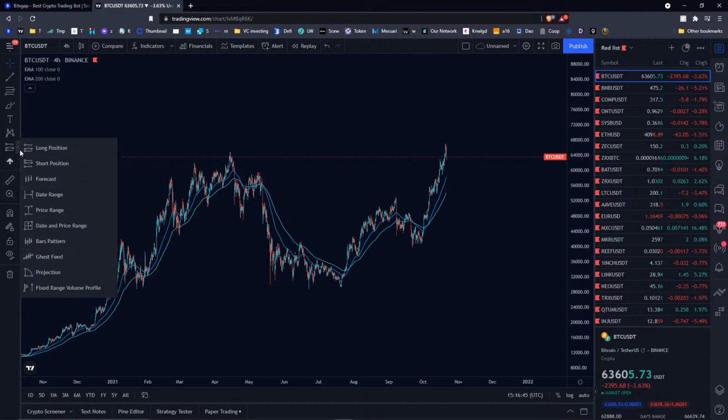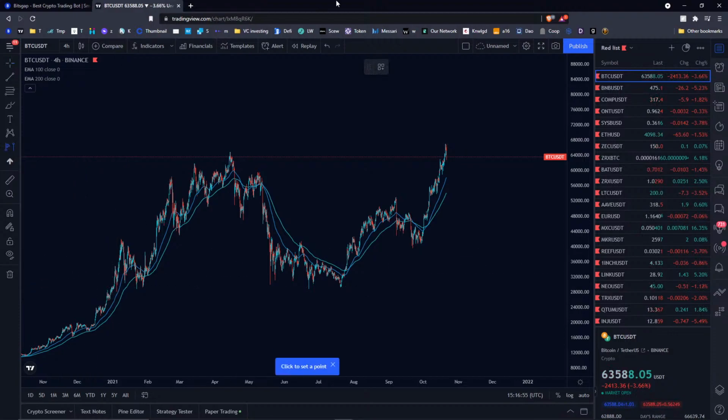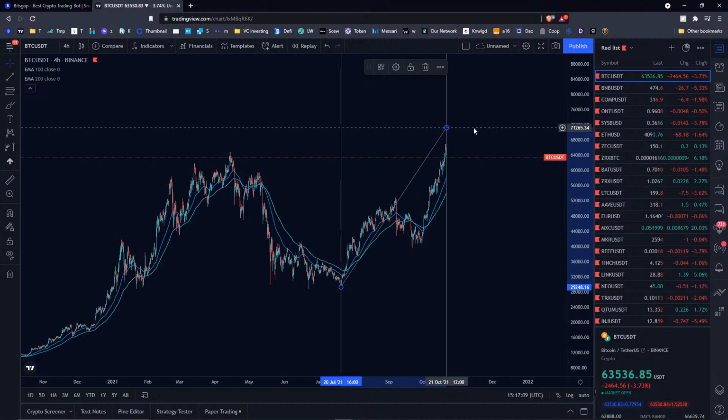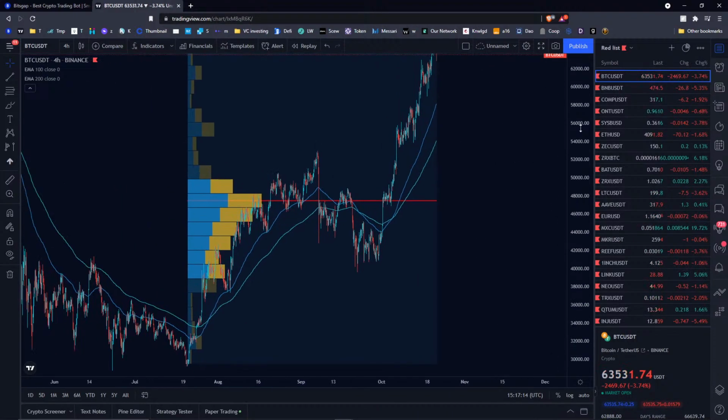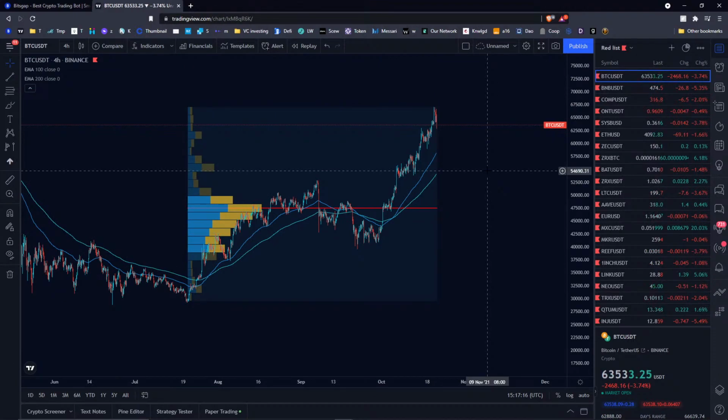You go here on the left side, there is a sidebar. You just click on this icon here and go to fixed range volume. And let's say I want to see what was the market interest starting from this mid summer 2021 up until the current price. So according to this, you can clearly see that the biggest interest was at the price of $47.